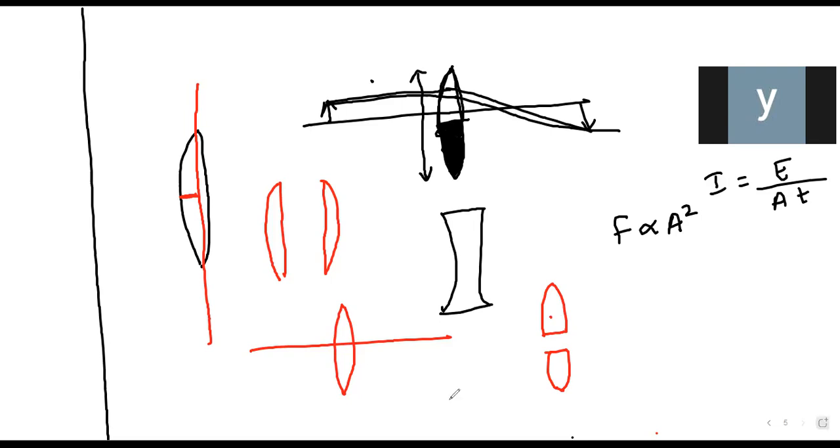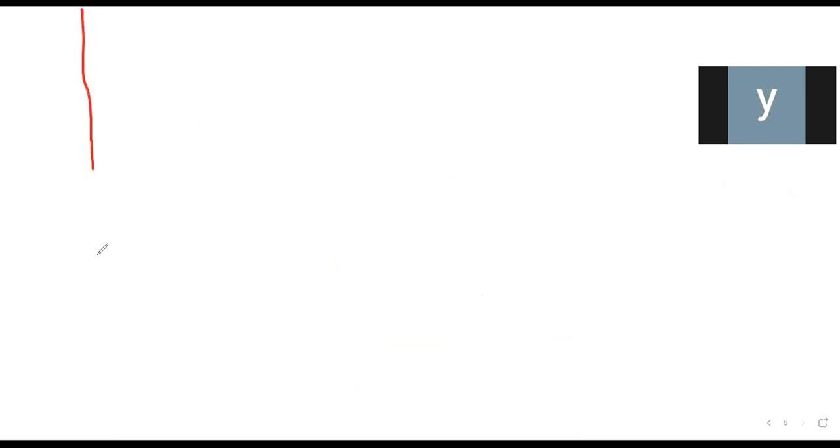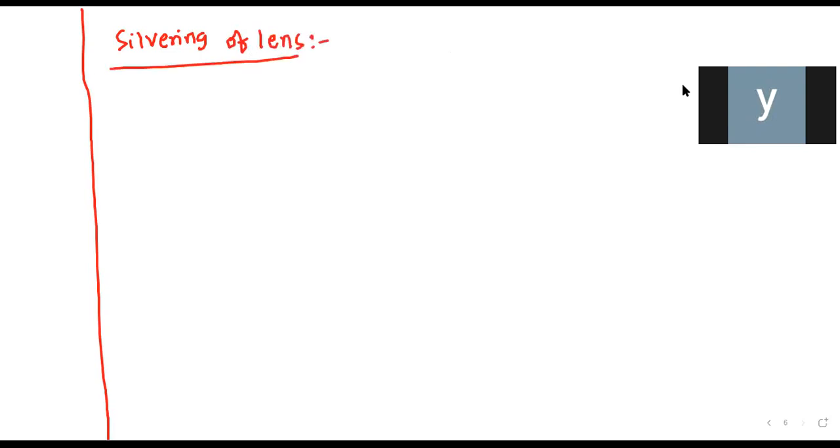Okay, fine. Cutting off the lens is done. Next one is silvering of lens. Suppose you can consider any lens. Firstly, I am considering the plano convex lens. This convex spherical surface has a radius of curvature R, capital R.